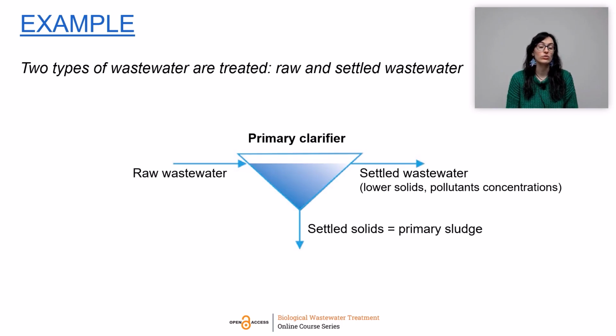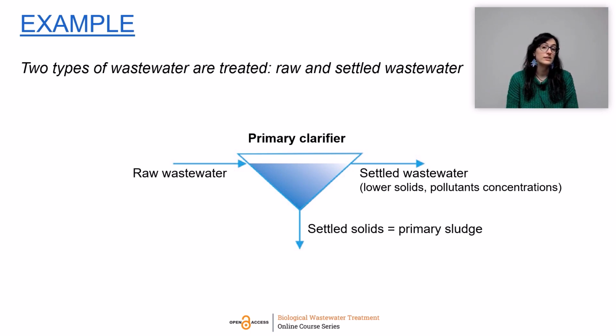When we talk about raw wastewater, we are referring to the wastewater as it is when it enters the plant. On the other hand, we refer to settled wastewater as the water stream after some kind of primary treatment, normally settling, in which part of the solids have been already removed. Therefore, if we compare raw versus settled wastewater, we will expect the settled wastewater to have lower concentrations of suspended solids and also lower concentrations of the rest of the pollutants due to the lower amount of solids.